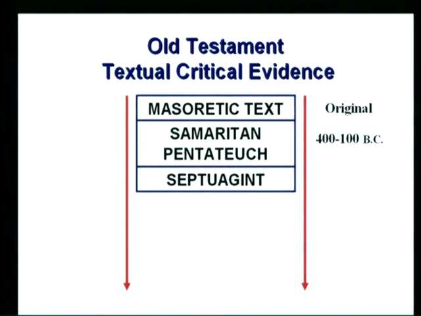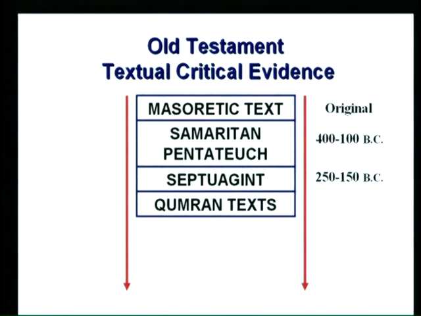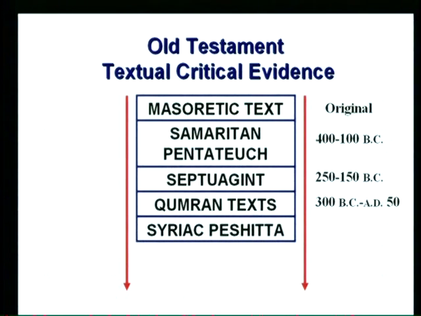400 to 100 BC. The Septuagint is next. The Septuagint is 250 to 150 BC. Some would date it as early as 300 BC. So the Septuagint also must be considered, and it is the next line of evidence. If you're in the Pentateuch, you continue from the Samaritan Pentateuch. If you're elsewhere, you begin with Septuagint after the Hebrew text. And the Qumran texts come right after that. They run from 300 BC to AD 50, AD 70 by some accounts. And then the Syriac Peshitta began in 125 AD, finalized in 400 AD.